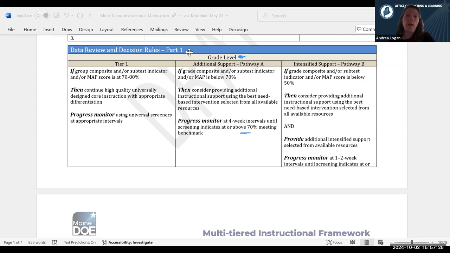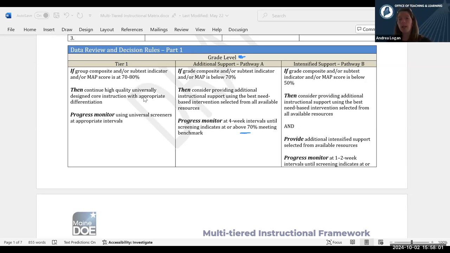Your first look at your data, part one, is going to be at a grade level. And at tier one, you're going to have some if-then statements. If the group composite and/or subtest indicator or MAP score is at least 70-80%, then continue high quality universally designed core instruction and progress monitor using universal screeners. What does that mean? It means that if you look at a grade level and 70-80% of your students are meeting the expectation benchmark, then keep doing what you're doing. What you're doing is working and kids are succeeding.